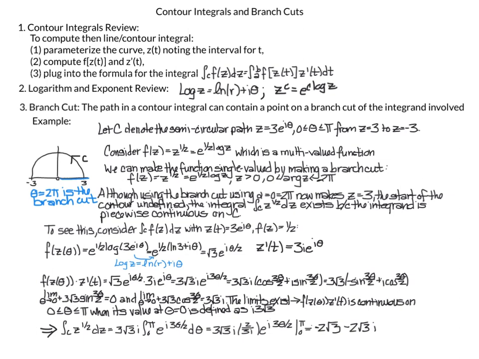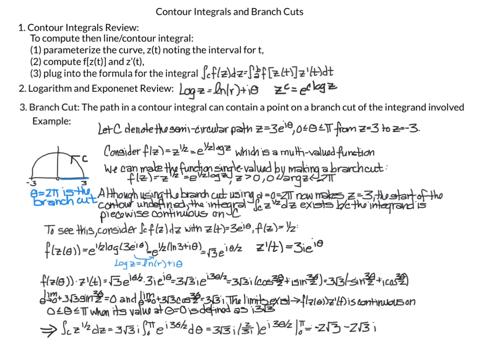I also have for your reference from chapter 3 the definition of log of a complex number, which is equal to natural log of r plus i theta. And obviously you put z into exponential form to get r and theta. And also the definition of an exponent of a complex number, which is equal to e to the c log of z. In this video, we are going to look at branch cuts.